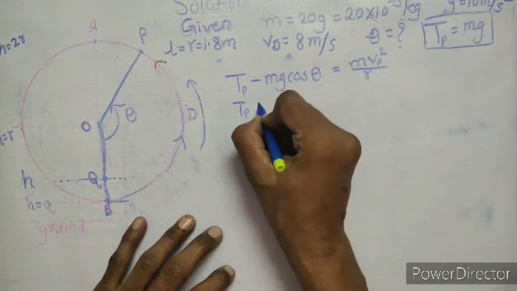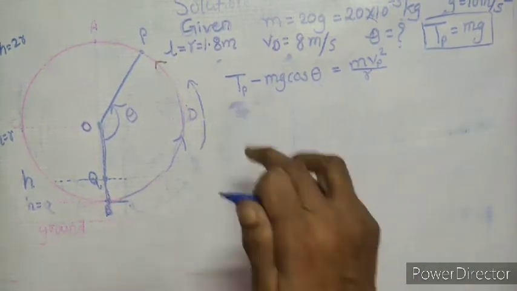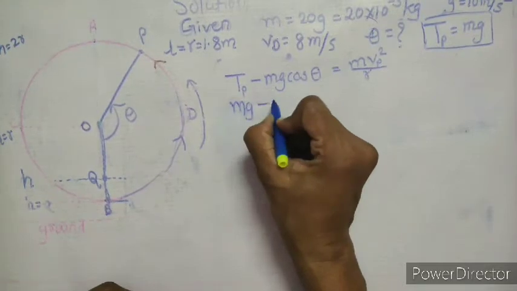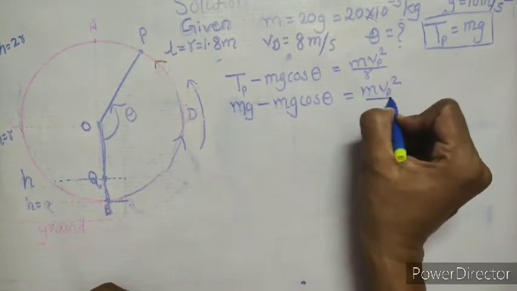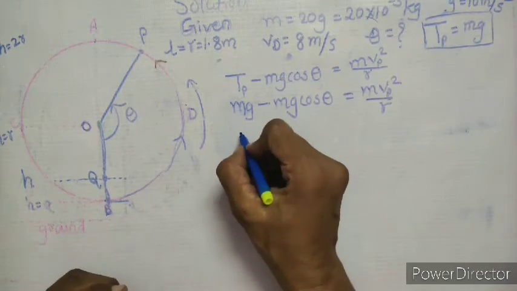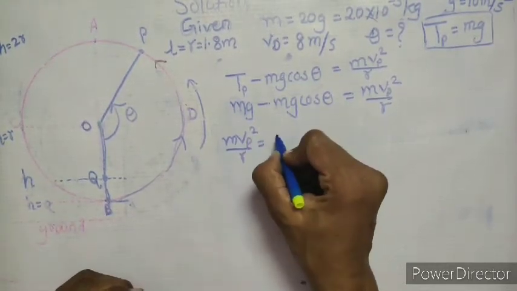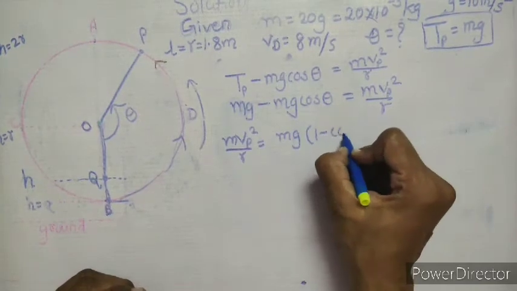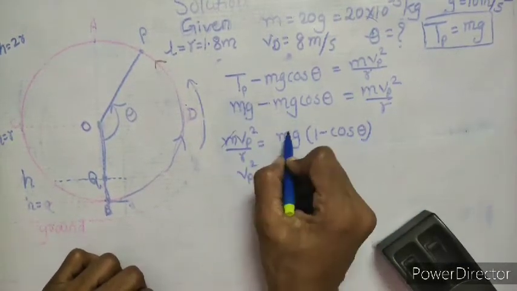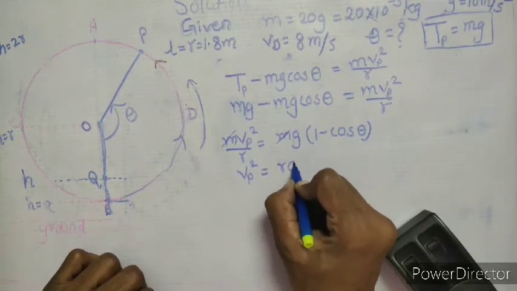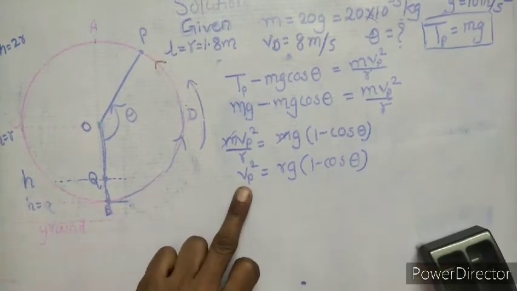TP is equal to MG. We have to substitute this MG here. It is MG minus MG cos theta. It is equal to MVP square upon R. MVP square upon R is equal to MG into (1 minus cos theta). Here M will get cancelled, we get VP square is equal to RG (1 minus cos theta). This VP square we have to use.